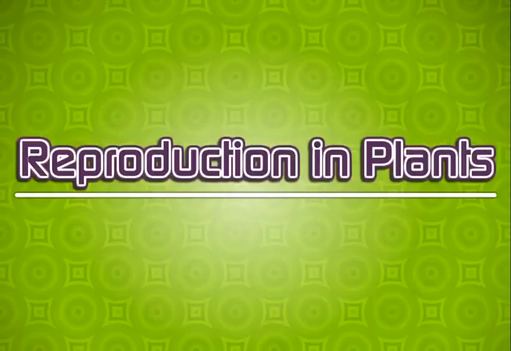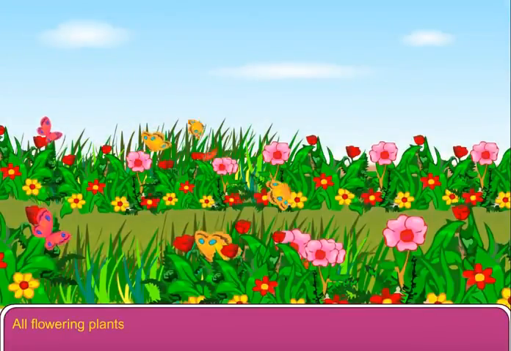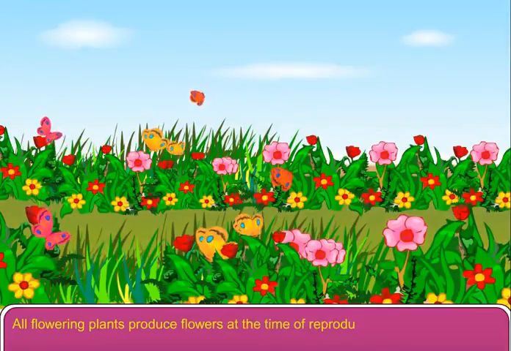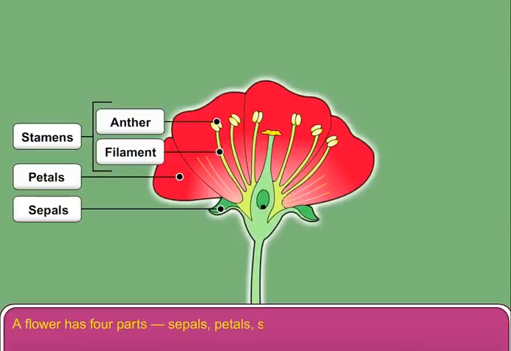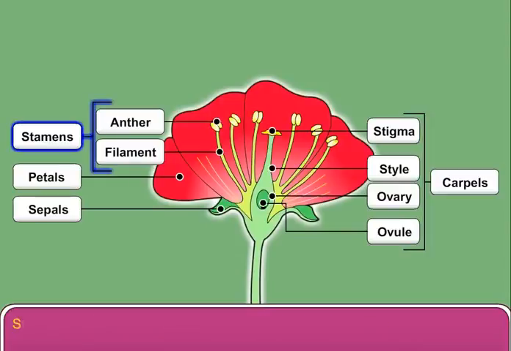Reproduction in plants. All flowering plants produce flowers at the time of reproduction. A flower has 4 parts: sepals, petals, stamens and carpels. Stamens form the male reproductive part.